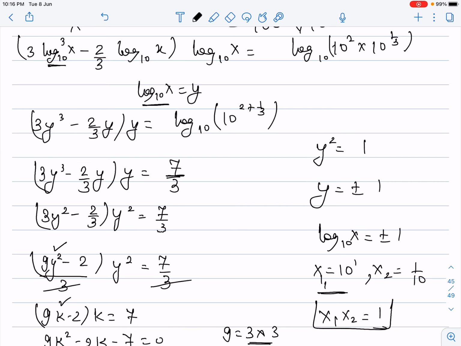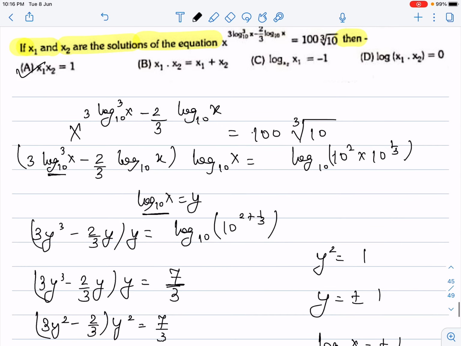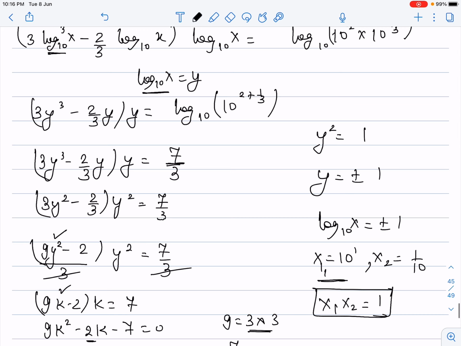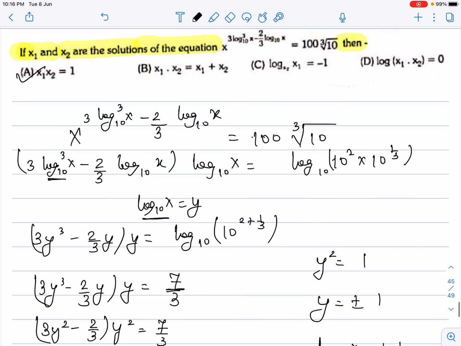Now let's see the next option. x1 into x2 is equal to x1 plus x2. My dear students, it would not hold right. Hope you got my point. Now let's see the next option. Log of x1 base x2 is equal to minus 1. Yes, that is right. Log of 10 base 1 upon 10 becomes minus 1.